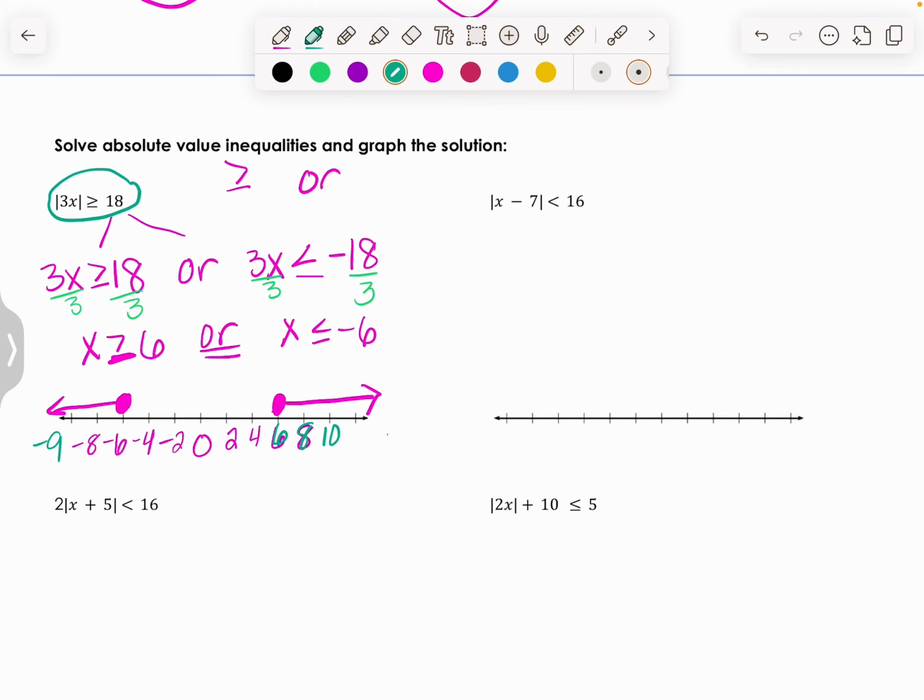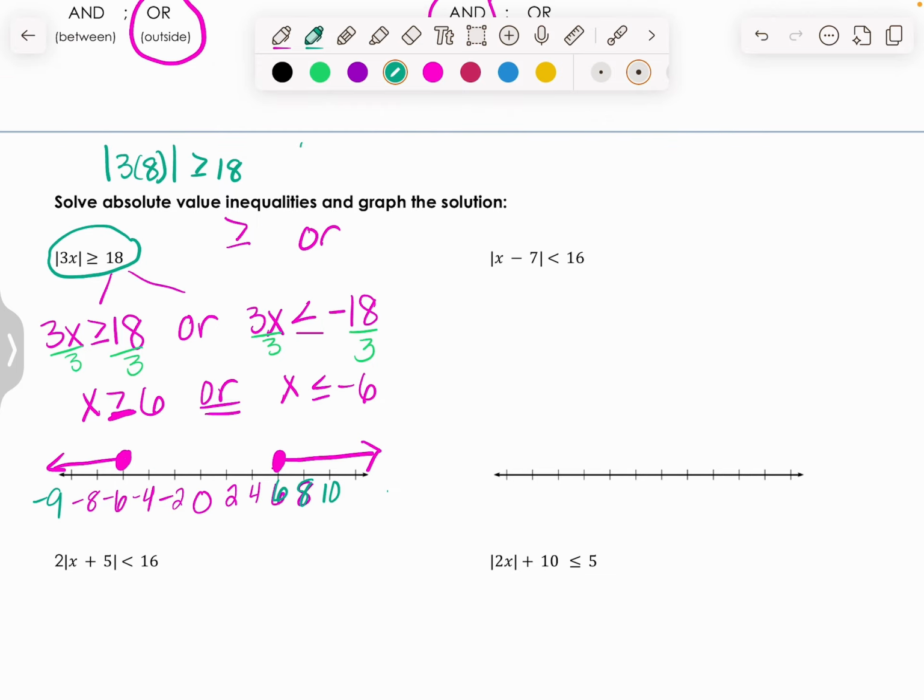So let's just pick 8, for example. If we go back to our original, we're going to have the absolute value of 3 times 8 is got to be greater than or equal to 18. Well, 3 times 8 is 24. So we're going to get the absolute value of 24, and that's going to give you 24, which you know is greater than or equal to 18, because 24 is further away from 0 than 18 is.